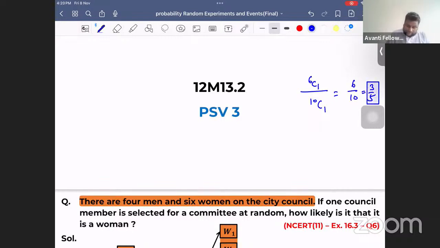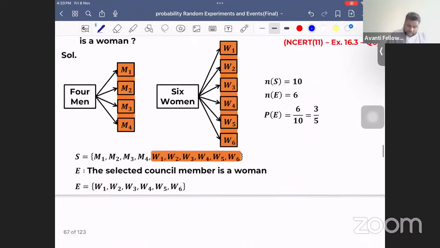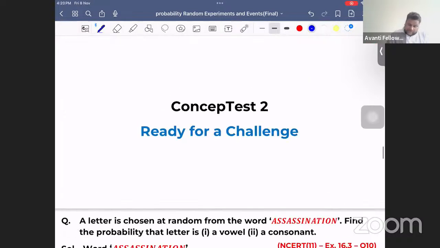Clear? Now, see a question. A letter is chosen at random from the word assassination. Find the probability that the letter is a vowel or a consonant. A letter is chosen at random from the word assassination.